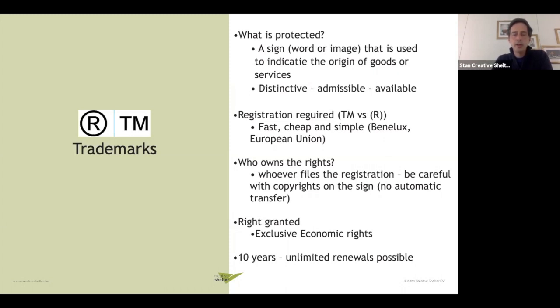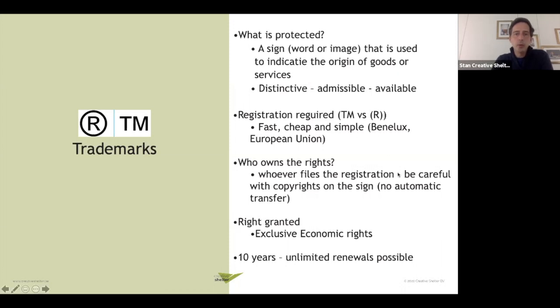So really take a look at that if you're into branding and if you have your own name. So who owns the rights? Actually, whoever files for the registration. So you can choose to do that from your company or from your personal name. You can actually choose, but go ahead and do that.